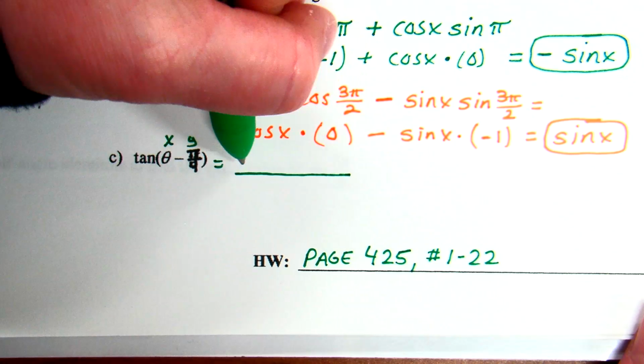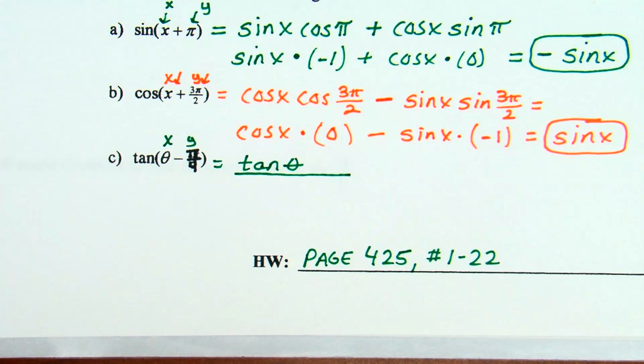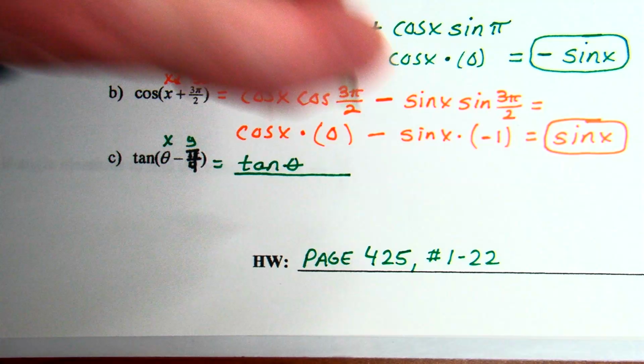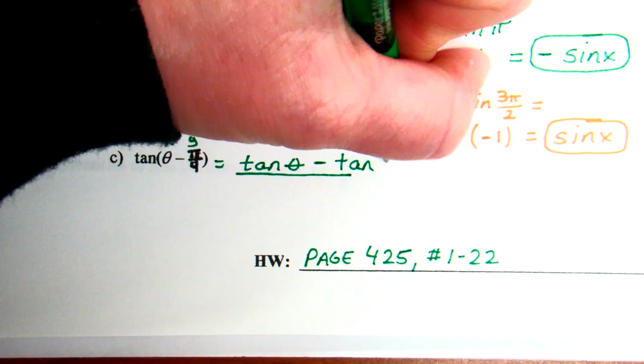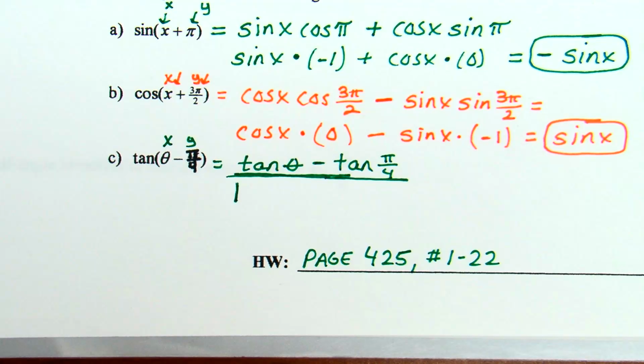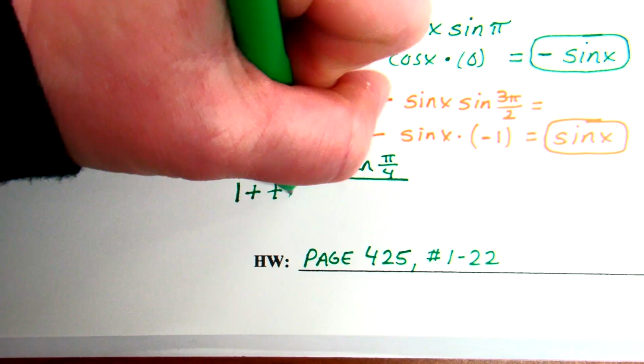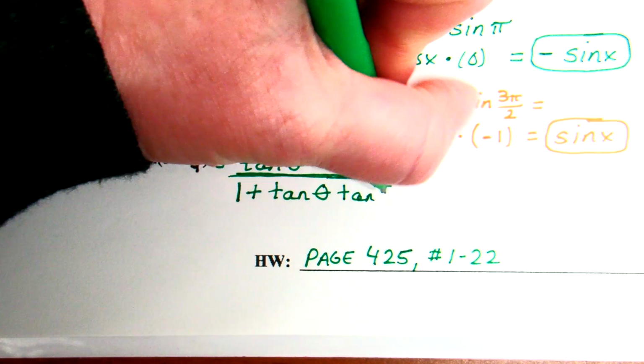Am I going to use plus or minus? Minus. We use the same sign on top. So it's going to be minus tangent of pi over 4, over 1 plus or minus. This is the opposite sign, so we use plus. Tangent theta, tangent pi over 4.